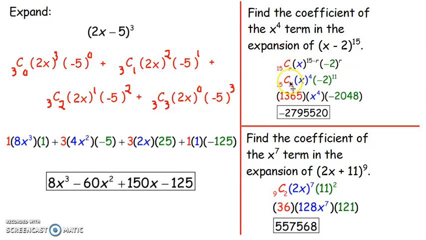So really we want 15C11, x to the fourth, and -2, don't forget that negative, to the 11th power. Then it's just a matter of calculating the combination, calculating -2 to the 11th, realizing again it's going to stay negative, and realize the question just asks for the coefficient. So if we take that 1365 times -2048, we'll get our answer.